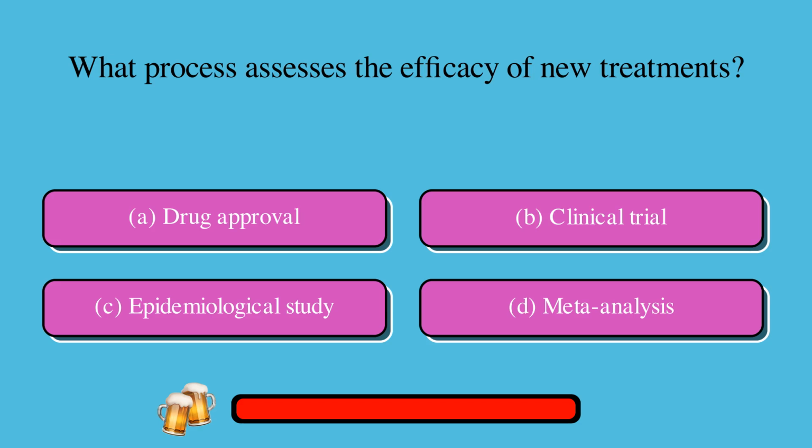Here's some clinical trials trivia. What process assesses the efficacy of new treatments? A. Drug approval, or B. Clinical trial, or C. Epidemiological study, or D. Meta analysis? The correct answer is B. Clinical trial.